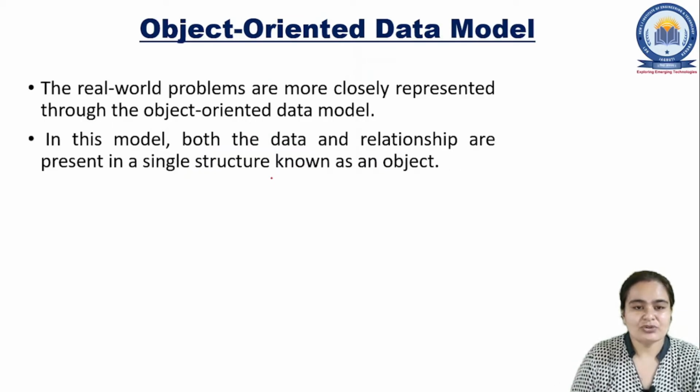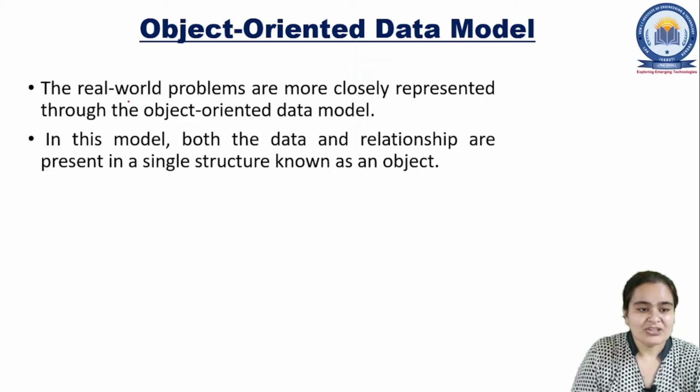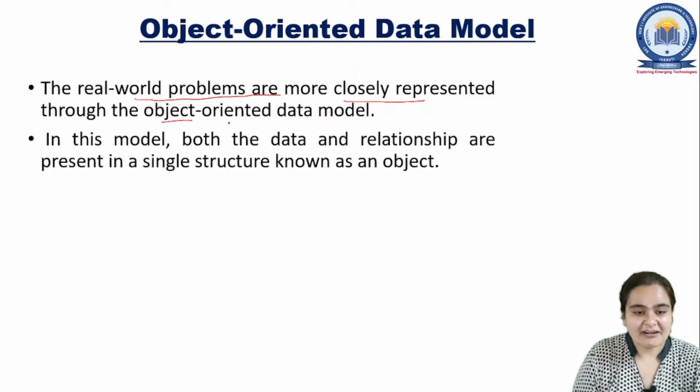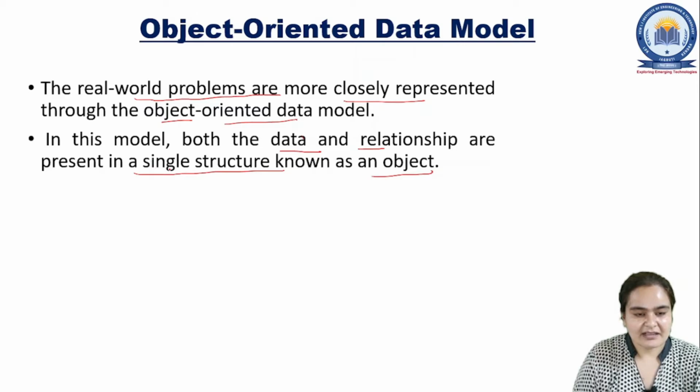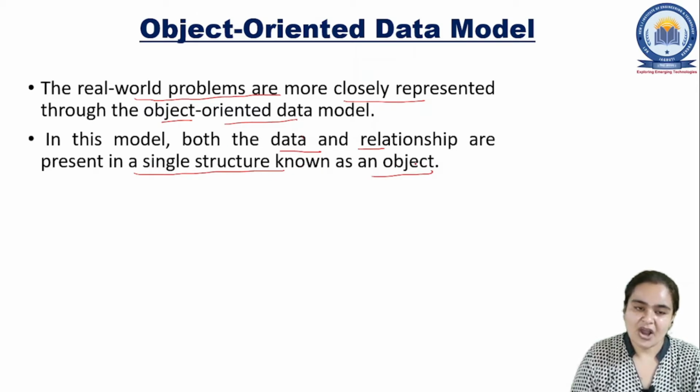Now let's move on to the object-oriented data model. Real-world problems can be represented more closely in the form of objects, and we can have relationships among those objects. So in this model, we also have the relationship along with the data that we have. They are bundled together and present in a single structure called an object.